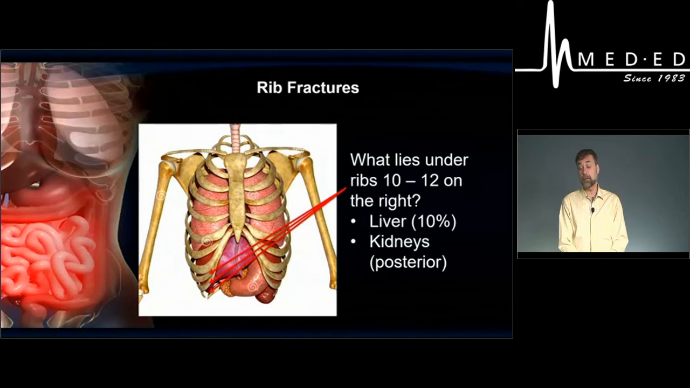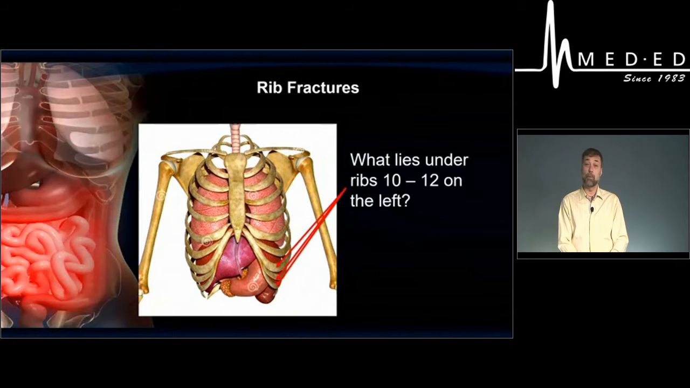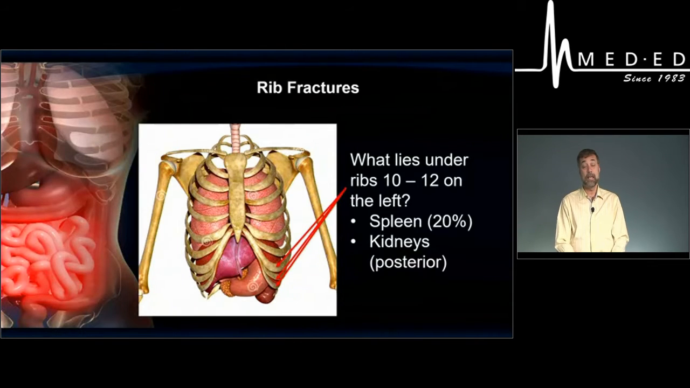Statistically, about 10% of people who break either rib 10, 11, or 12 on the right are going to have a liver injury. Now this isn't a hard question, but what lies under ribs 10 through 12 on the left? The spleen, right? And then of course in the posterior area, the kidney. So about 20% of people who fracture ribs 10 through 12 on the left will have splenic injury, and then those that fracture ribs in the back could have kidney injuries as well.